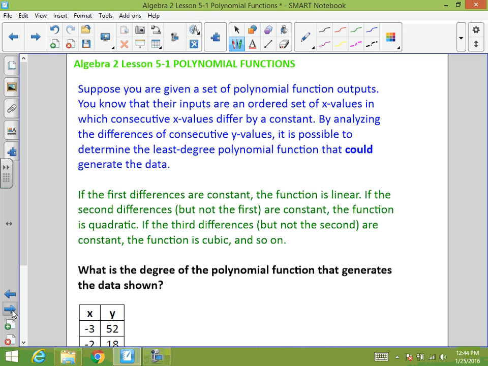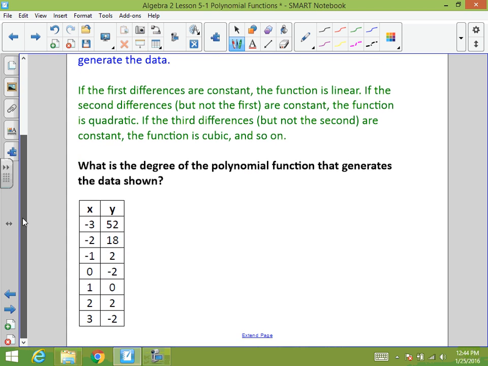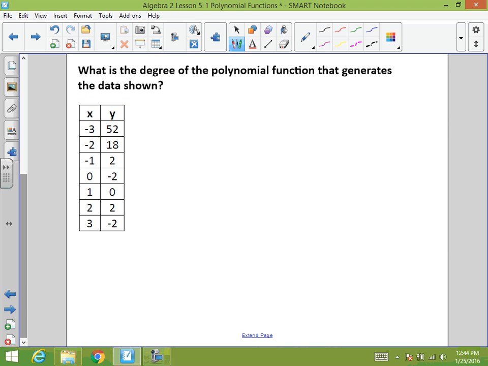If the first differences are constant, the function is linear. If the second differences, but not the first, then the function is quadratic. If the third, but not the second, then the function is cubic, and so on and so forth. So let's take a look at this data right here. What is the degree of the polynomial function that generates the data shown? First things first, I like to just look at my y values. So from 52 to 18, and then from 18 to 2, and then from 2 to negative 2, and then from negative 2 to 0, and then from 0 to 2, and then from 2 to negative 2.